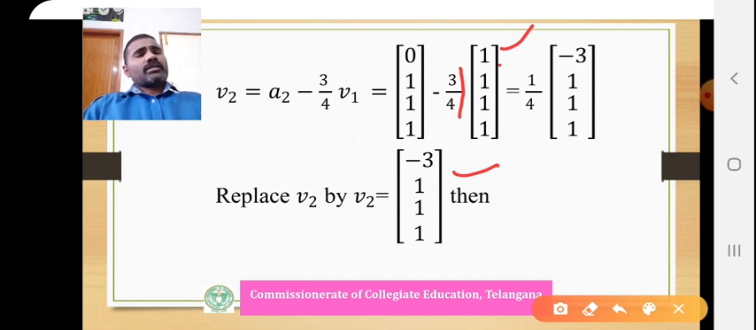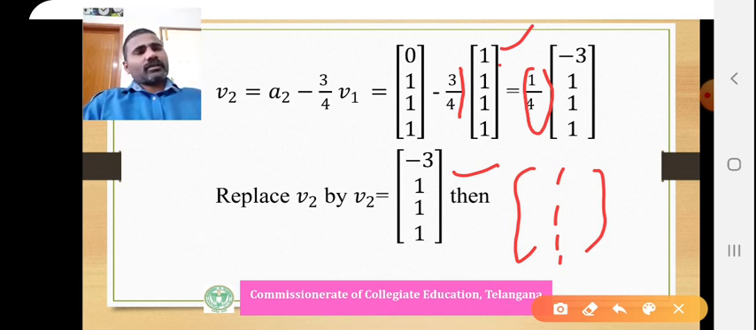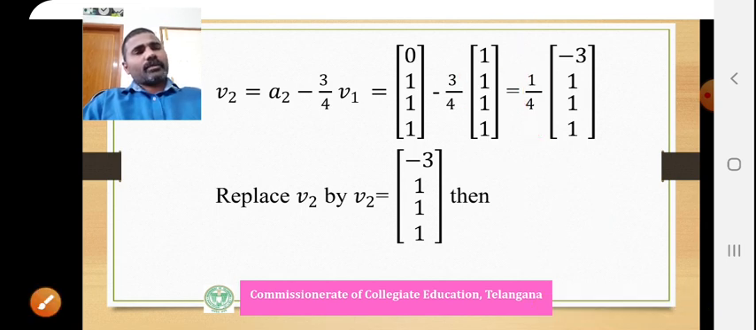Instead of taking this 1 by 4, we can take V2 by omitting this 1 by 4. We can take it simply as (minus 3 1 1 1). Still it is perpendicular to V1. What is V1? V1 is (1 1 1 1). These two are perpendicular. That's why we may omit this 1 by 4 for easier calculations. If we consider 1 by 4, it will be more difficult to find V3 in the further steps. That's why we omit that 1 by 4. Then it will be a very easy and simpler form.